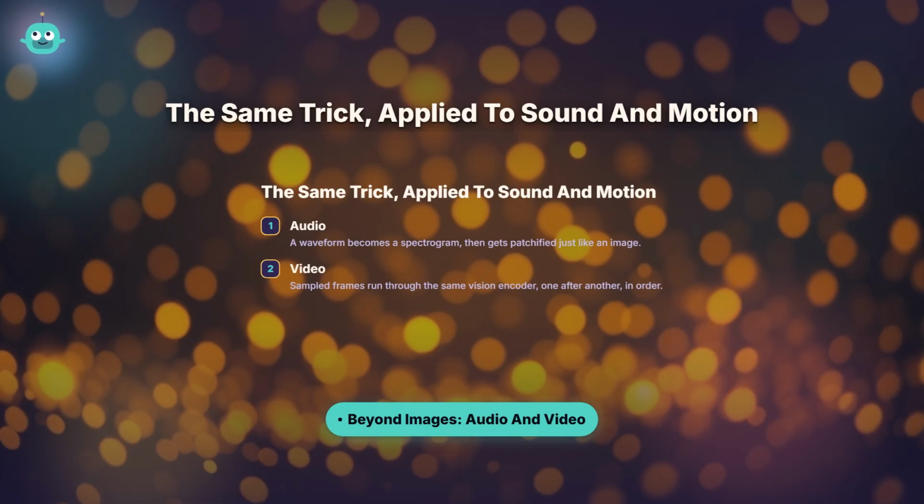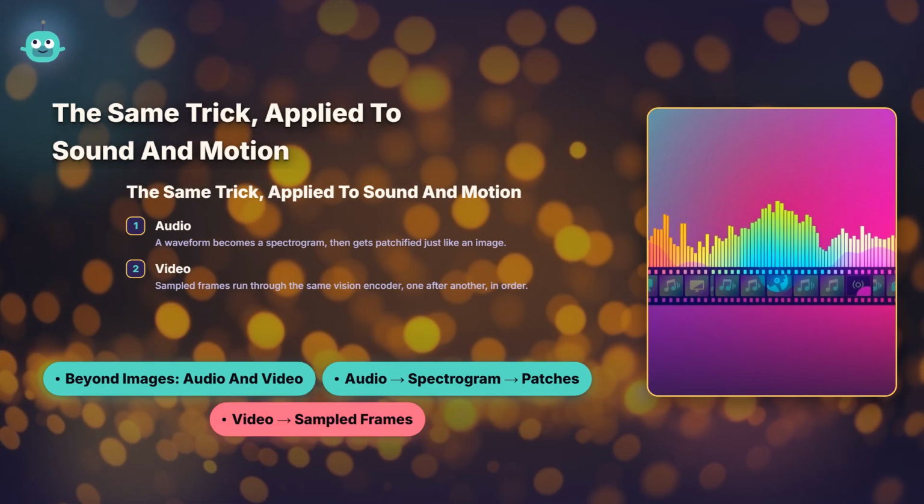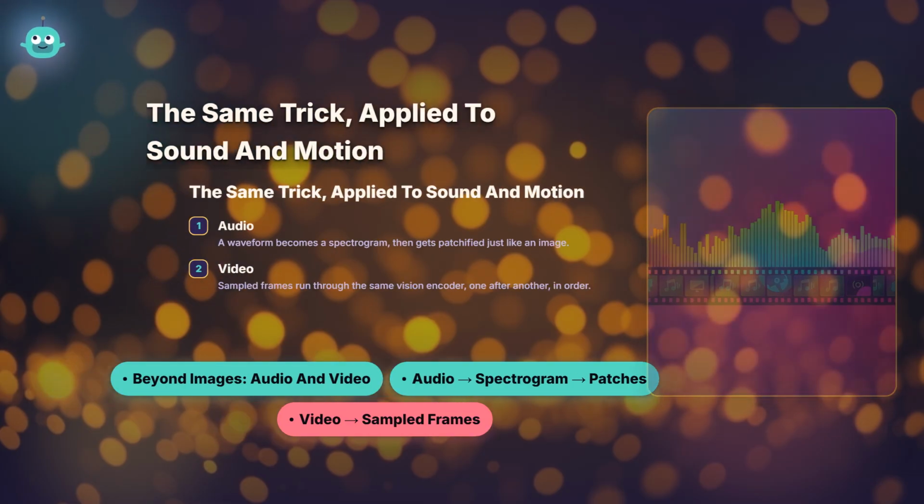Multimodal isn't only about images. The same trick extends to sound and motion too. Audio gets converted into a spectrogram, a visual picture of frequencies over time, then patchified exactly like an image. Video is just sampled frames run through that same vision encoder one after another, same trick stacked in time, which almost makes it sound like the model is actually watching, doesn't it?